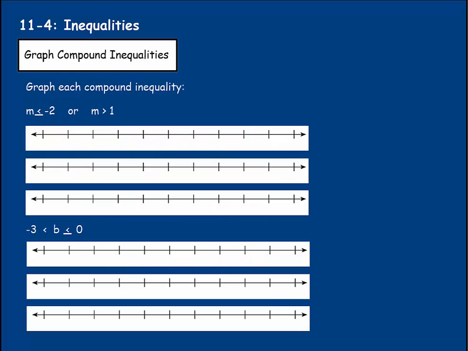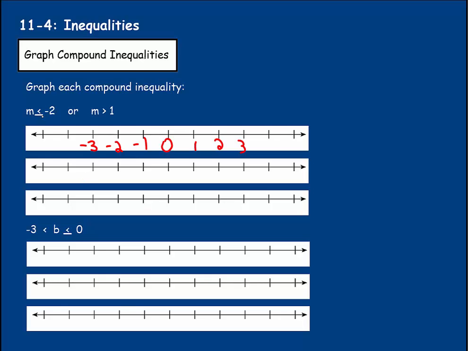Now we can do some compound inequalities. So this means that it's going to be either an or situation or an and situation where it has to fit both numbers. So we have m is less than or equal to negative 2, or m is greater than 1. So if we start at 0 again for our first value, and we'll count to 3, we can take these one at a time and solve this.